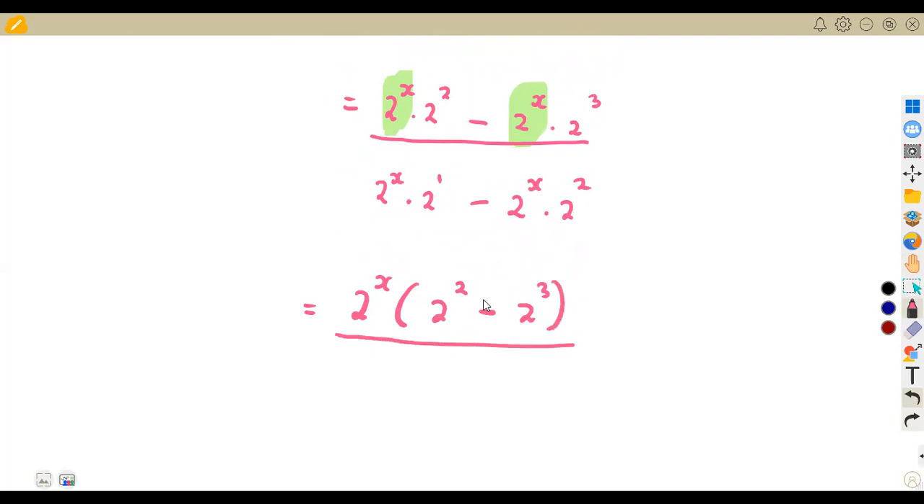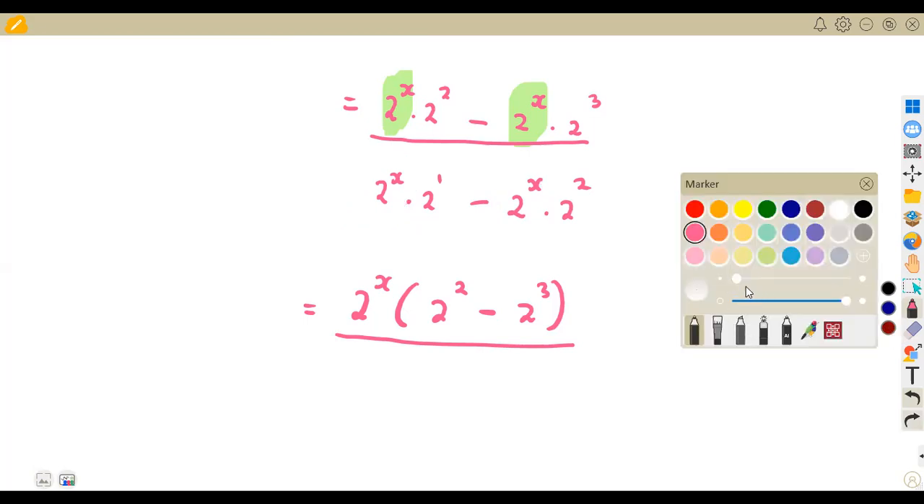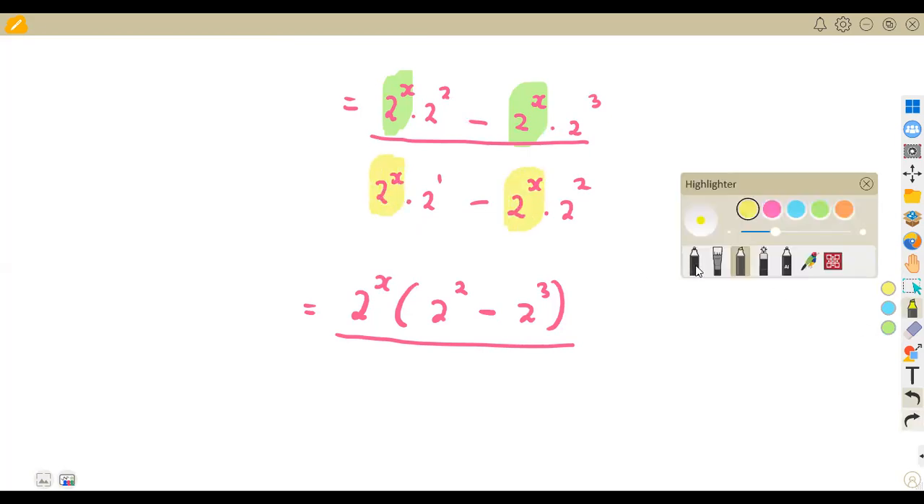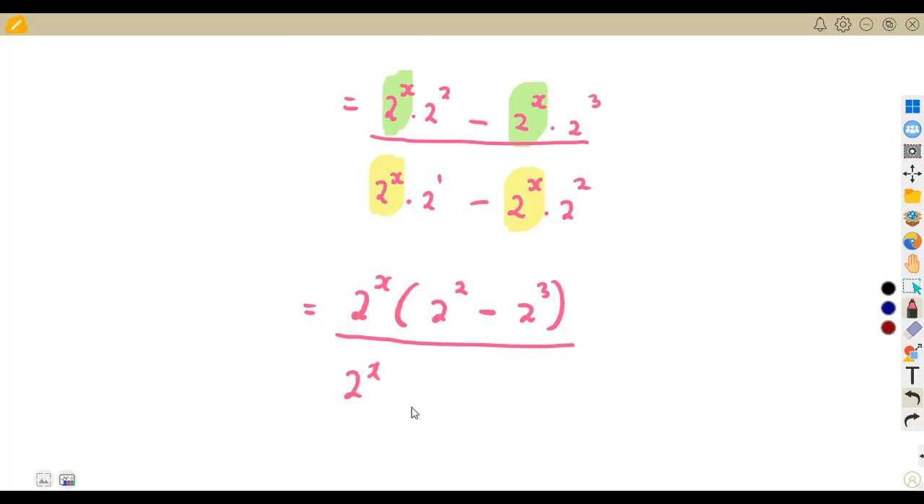It is the same thing that we are having in the denominator. Again, we've got 2 to the exponent of x, which is the same in this situation here. So we can do the factorization just like the previous case. And we remain here with 2 to the exponent of 1 minus 2 to the exponent of 2.